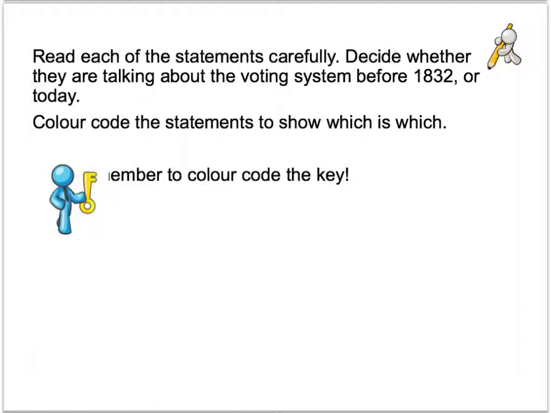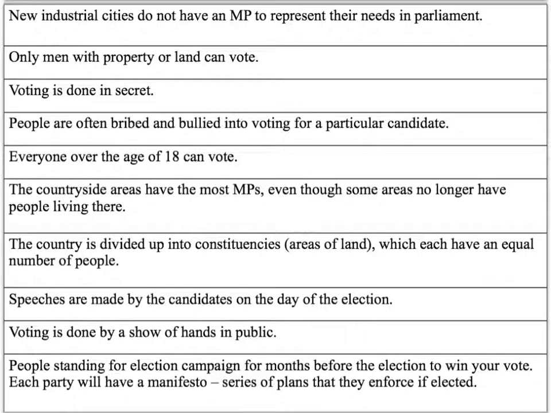First thing you'll be doing is reading the list of statements about elections either in 1832 or the present day and colour coding to identify which one is which. Remember, as it says here, to colour code the key. You work your way through these statements, identifying whether they represent Britain in 1832 or the present day.